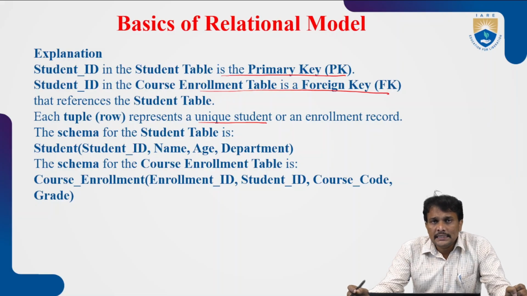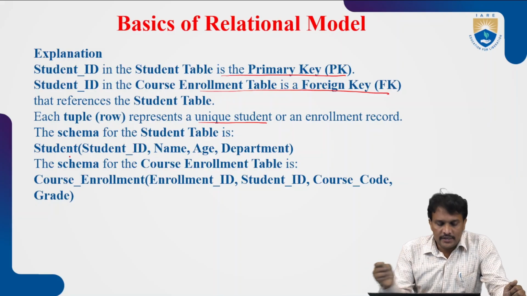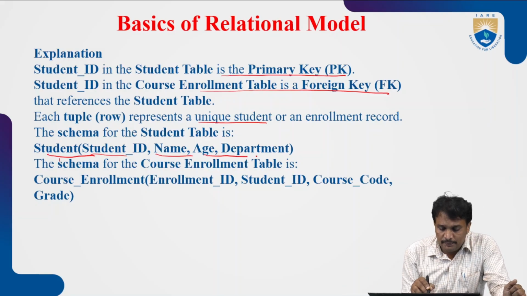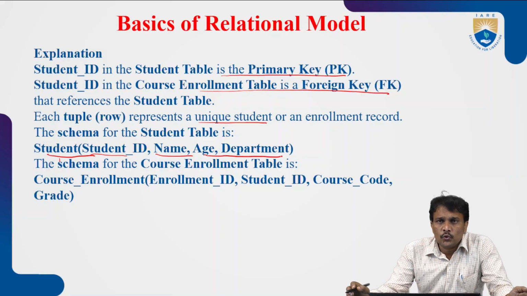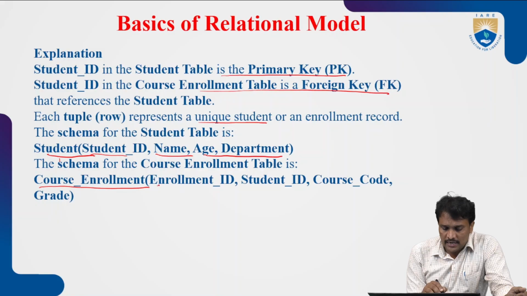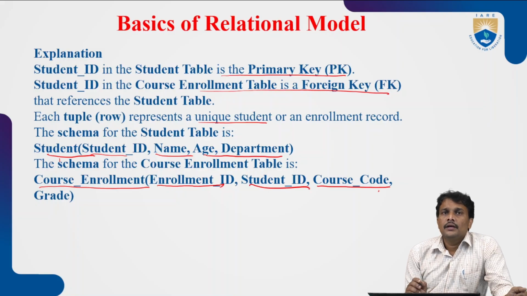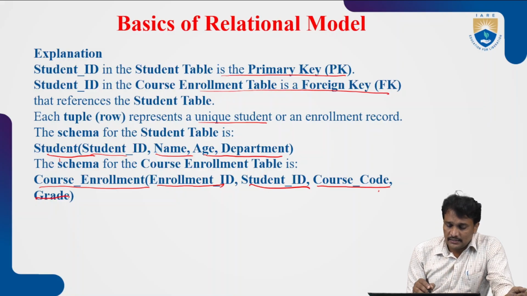When you see the structure of the student table, simply the schema of the student table is student ID, name, age, department. And the schema for the course enrollment table consists of enrollment ID, student ID, course ID, grade. So these are the attributes in the course enrollment table.